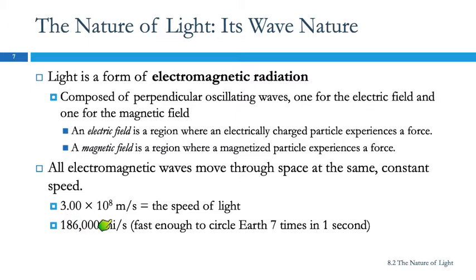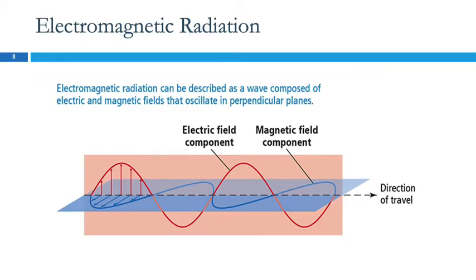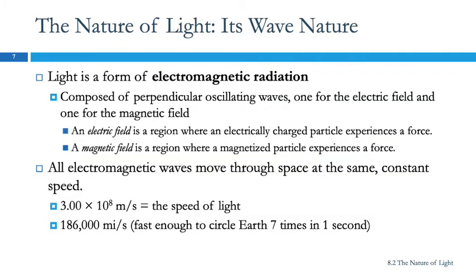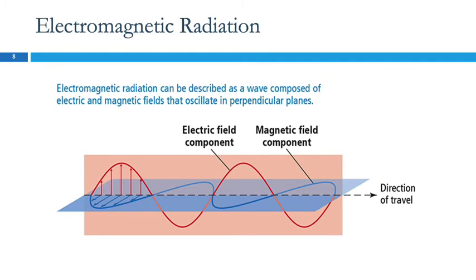That is 3 times 10 to the 8th meters per second. A little hard to get your mind around. 186,000 miles per second. So that's fast enough to circle the Earth 7 times in 1 second. That's really, really fast. This is an illustration of those waves. Here, there's the electric component, and then there's the magnetic component. They're traveling along at the speed of light.